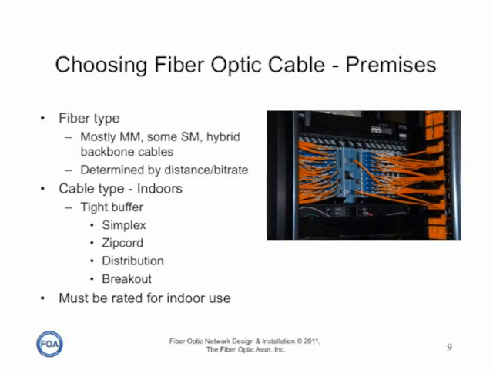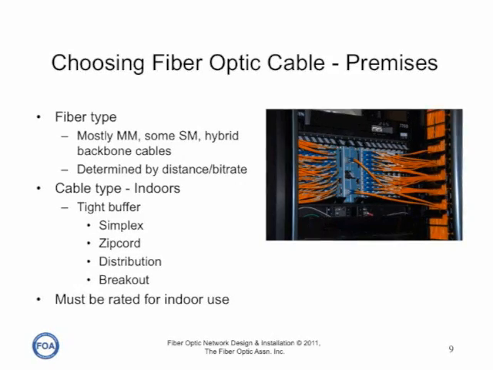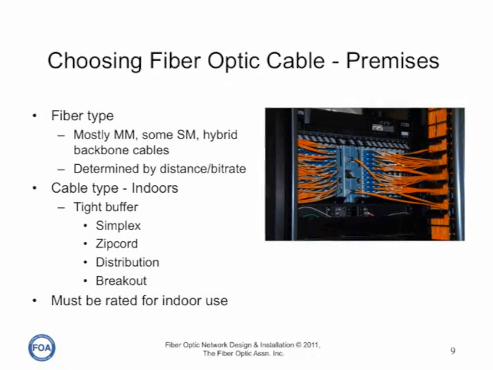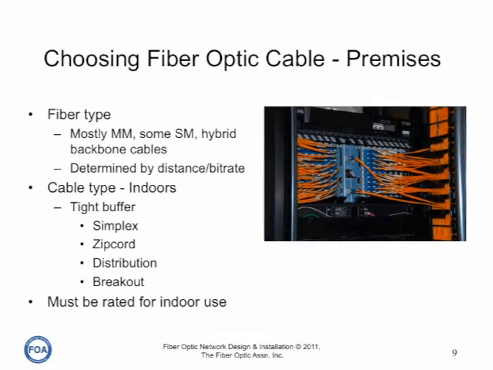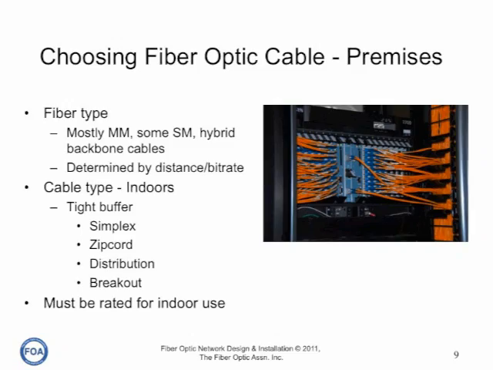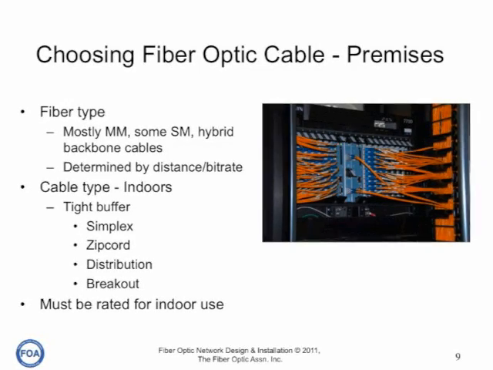For premises cabling, with the exception of telco central offices, most of the cabling is multi-mode, with some single mode for backbones and local area networks. We often recommend installing hybrid backbone cables, some multi-mode, some single mode, so that you have both fibers available. The single mode is good for future high bandwidth applications.